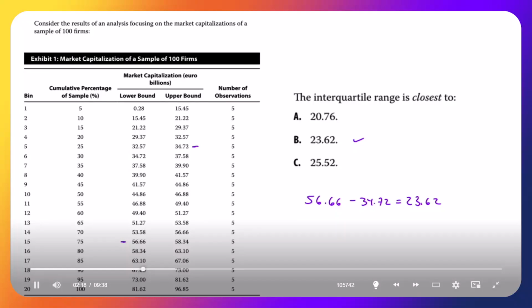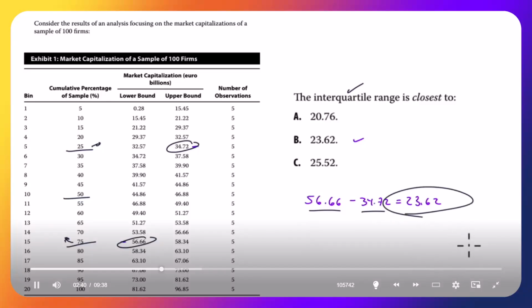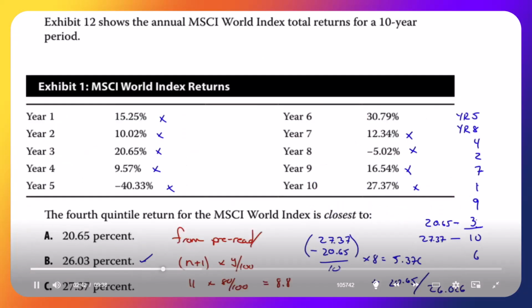The interquartile range is closest to. Quartiles is fourths, so 25, 50, 75, and 100. And the interquartile range is the uppermost in the 25th percentile and the bottommost in the 75th. So we have 34.72 and 56.22. Just subtract the two, you get 23.62.